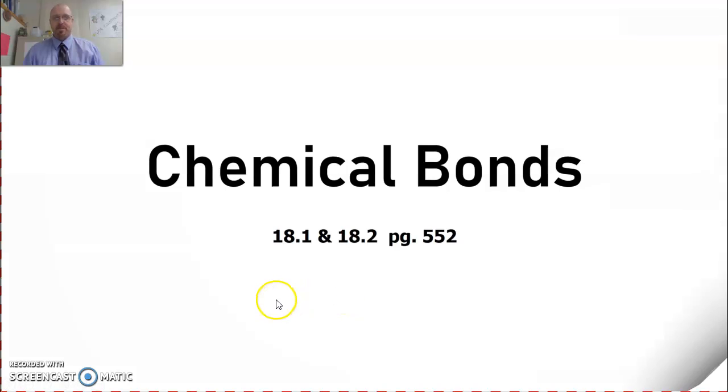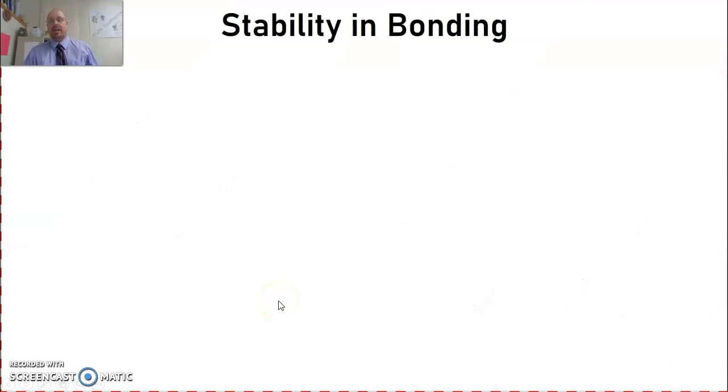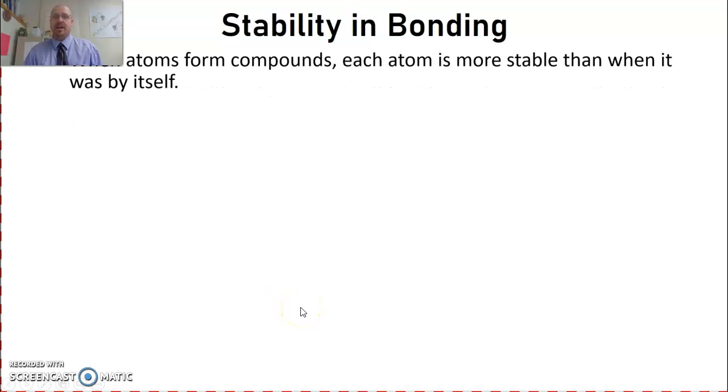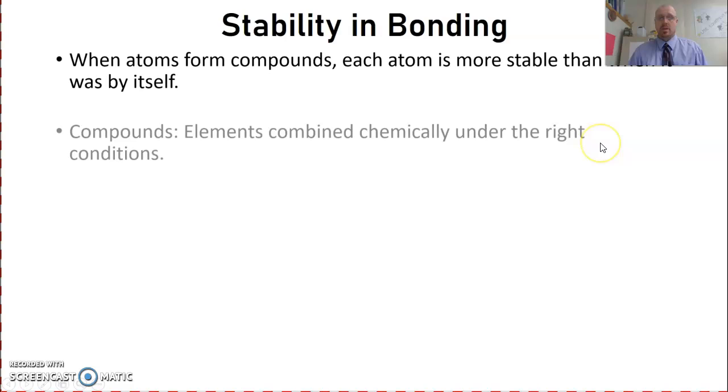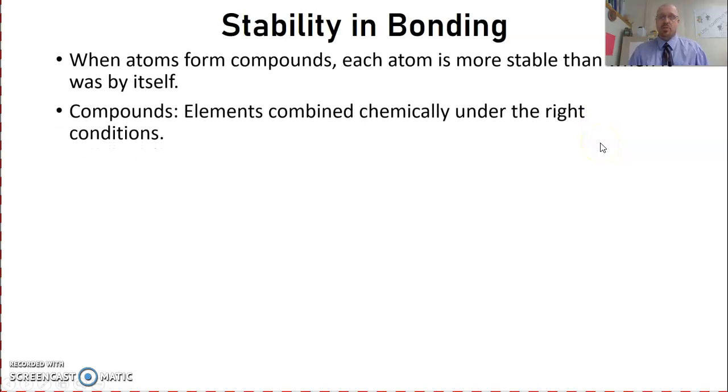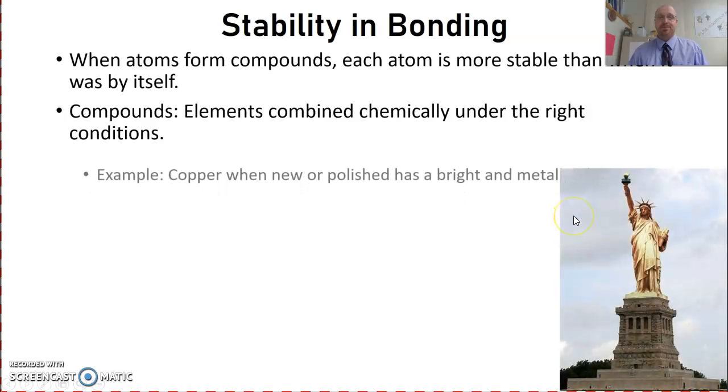Let's get started. First thing you need to know about chemical bonding is the reason that they bond is that elements and compounds have stability when they bond. As each atom forms compounds, each atom is more stable than when it was by itself. Compounds is another way of saying elements that are combined chemically under the right conditions.